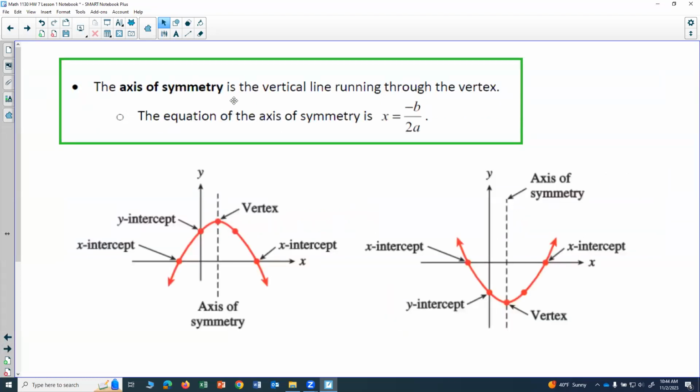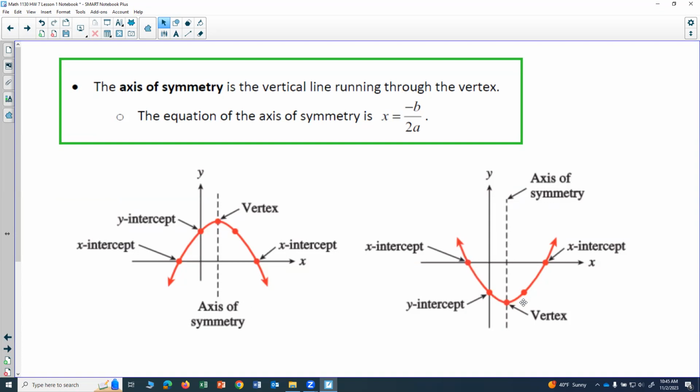The axis of symmetry is the vertical line running through the vertex. The equation of the axis of symmetry is x equals negative b over 2a. So basically the x value of the vertex. So here's a couple examples. We have the downward facing parabola. The vertex is the highest point. The y-intercept is where your graph crosses the y-axis. The x-intercepts are where your graph crosses the x-axis, and your axis of symmetry is that dotted line that goes through the vertex vertically.